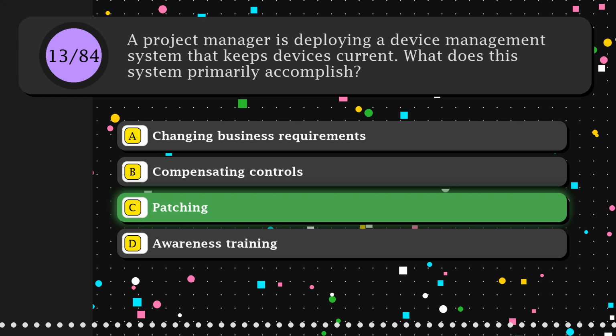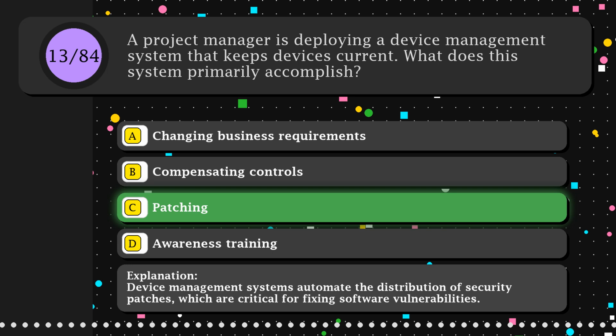The correct answer is option C. Patching. Device management systems automate the distribution of security patches, which are critical for fixing software vulnerabilities.